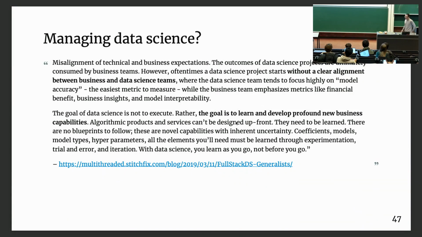The data scientists will look at AUC or accuracy, and of course the business team will look at financial benefit, we'll look at costs, we'll look at business insight, and so on. Also, the article makes the case that data science should not be managed as just a group of people that execute and are just building models. Basically, what you hope to get out of all of this is to develop profound new business capabilities, but of course, that's way easier said than done.